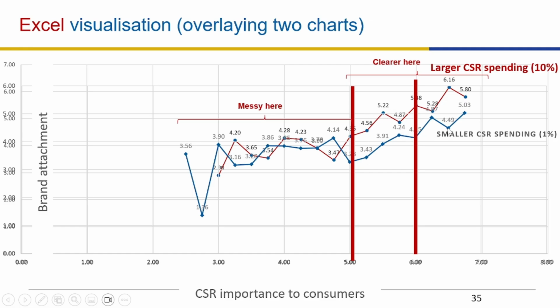There are differences between the smaller CSR allocation condition and the larger CSR allocation condition, because here you can see a clear difference. Brand attachment is 3.46 versus 4.56 when it's around 5.25 and 5.22, which is much higher brand attachment when CSR is more important to consumers in a larger spending compared to a smaller one. So this is where you have a much clearer understanding and a more interesting story in your data. It shows you that it pays off to spend more on CSR when the consumers value it more.